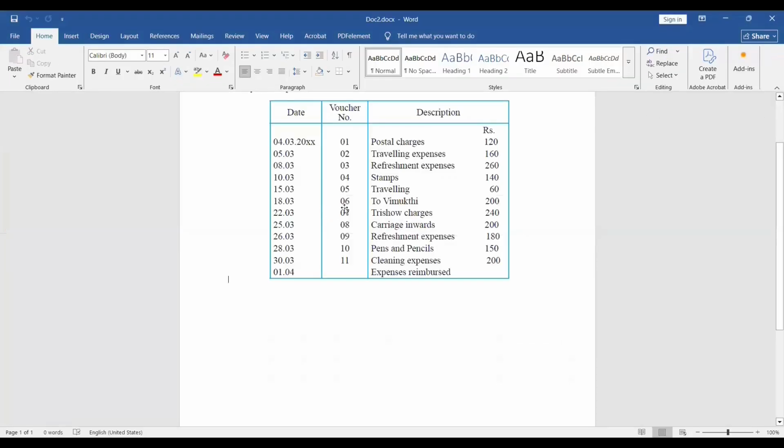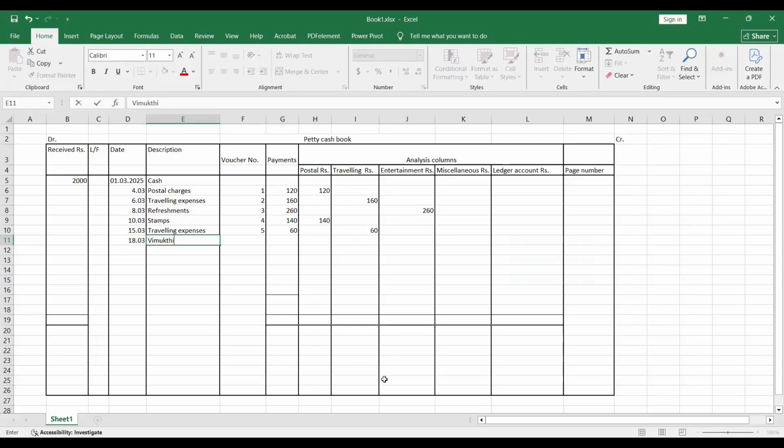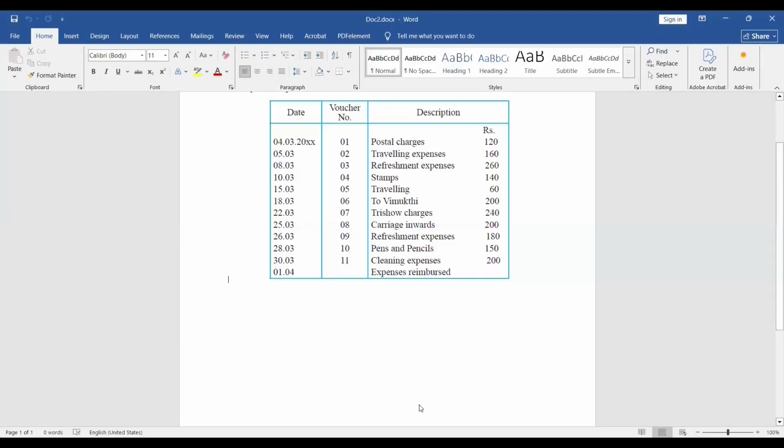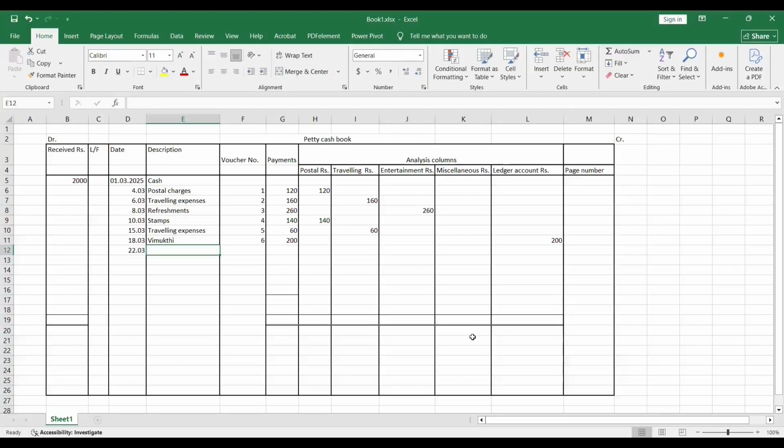18th of March, voucher number 6, to Vimukti 200. 18th of March, Vimukti, voucher number 6, 200. This is a payment made to a creditor. We record this in the ledger account analysis column, 200, because we have a separate account for Vimukti. 22nd of March, voucher number 7, travelling charges 240. Date 22nd of March, description travelling charges, voucher number 7, 240. In the traveling column, 240.